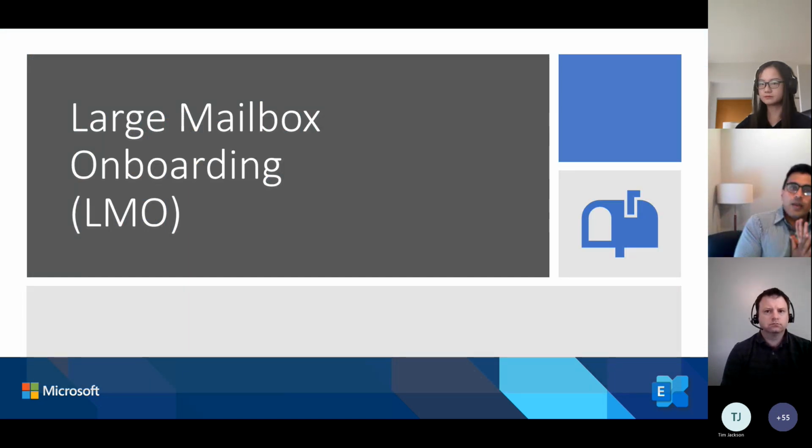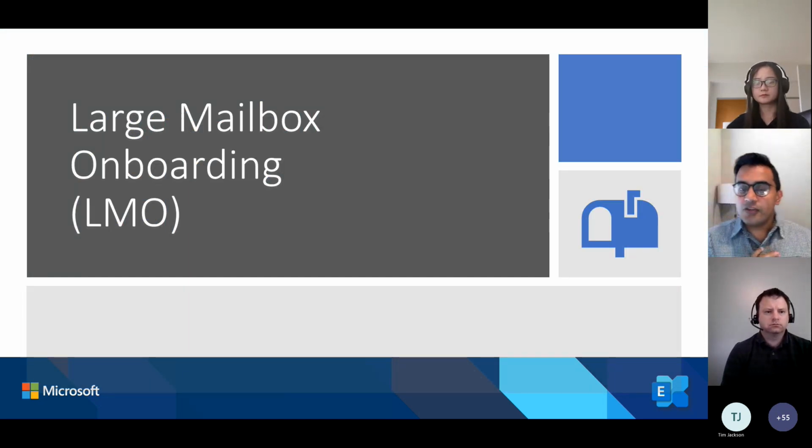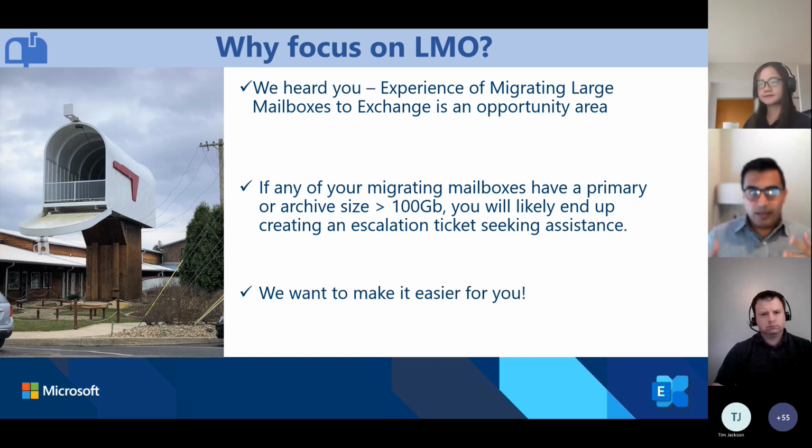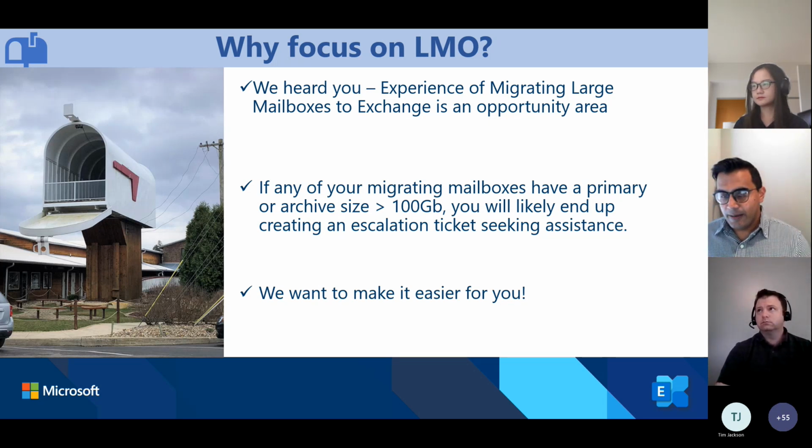So next is a very important topic that's close to all of our hearts, large mailbox onboarding. Those of us who are new to this would know that large mailbox is traditionally a tough nut to crack as far as migrating into Exchange Online. Large means if your mailbox on the source side is greater than 100 gig, you would likely have ended up creating an escalation ticket when migrating to Exchange Online. So far, we didn't have an automated way to solve for that. We are thinking about how to make it easier, more automated and less manually intensive.